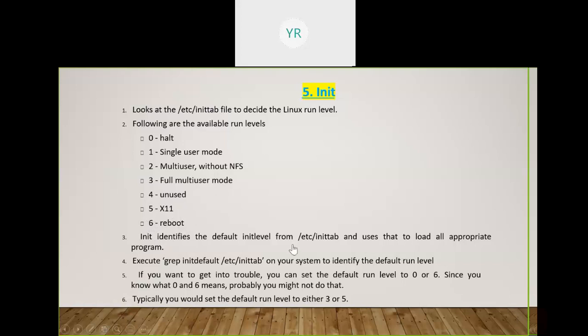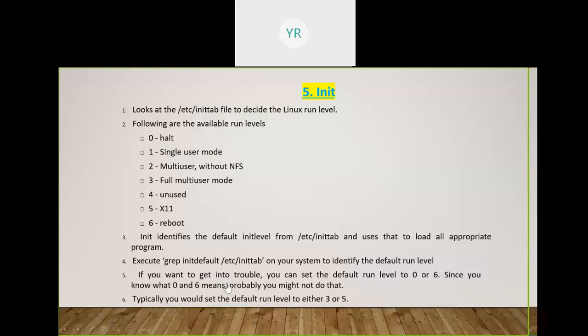So init defines the default init level from /etc/inittab and uses that to load all the appropriate programs. If you want to see our default run level, you can see that with this command: grep initdefault /etc/inittab, or you can simply use who -r. By that command also you can see which run level we are in.